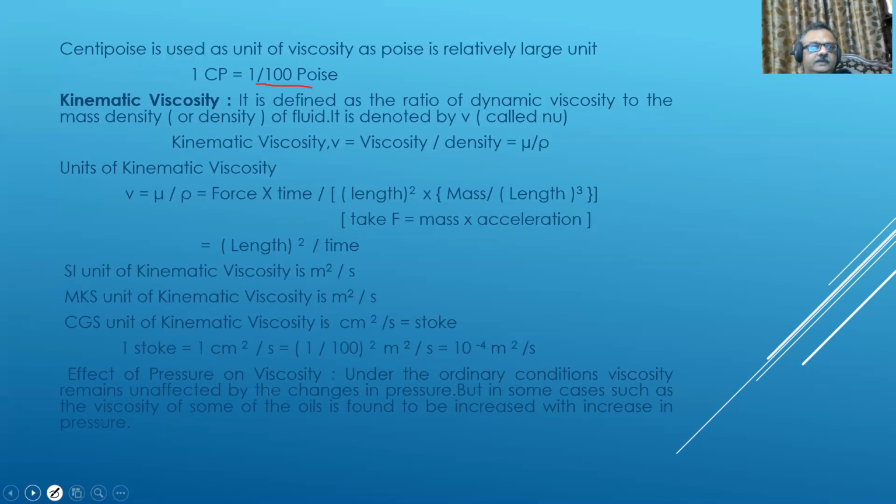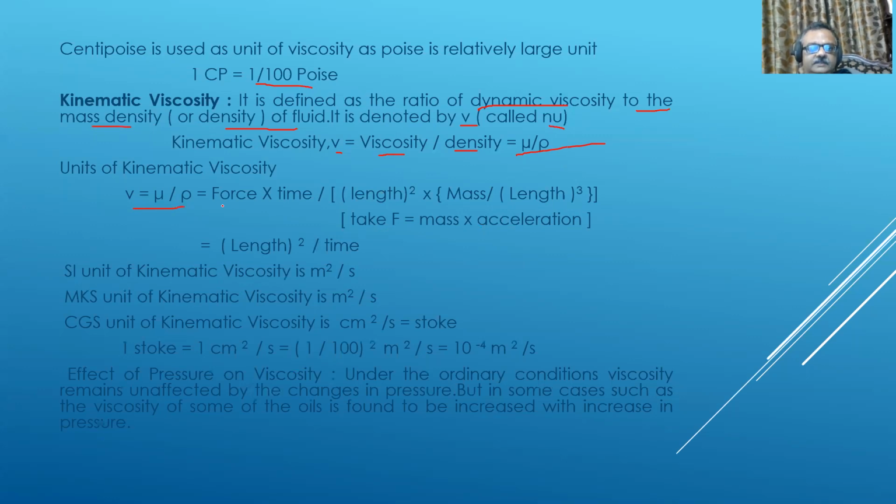Now we are defining the units of kinematic viscosity. It is the ratio of the dynamic viscosity to the mass density of the fluid. It is denoted by nu, and density is denoted by this. So kinematic viscosity is equal to viscosity over density, meaning viscosity of the liquid over density. This is how you have to derive the units of kinematic viscosity.